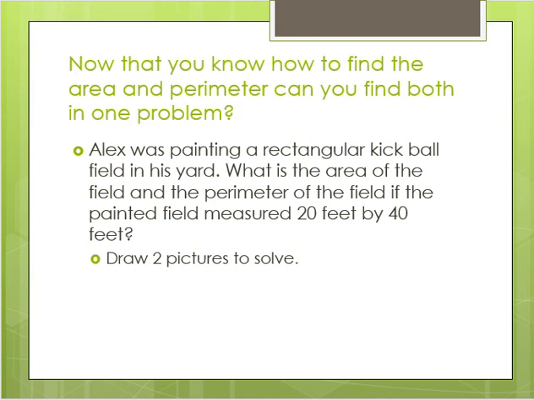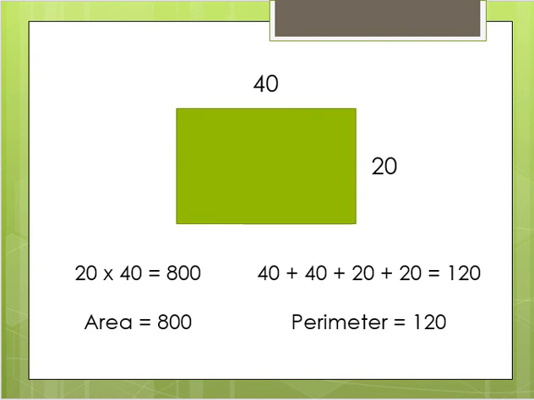Alex was painting a rectangular kickball field in his yard. What is the area of the field? And what is the perimeter of the field if the painted field measures 20 by 40? You should draw out two different pictures to solve. Pause the video, solve your problem, then restart the video and check your answer.